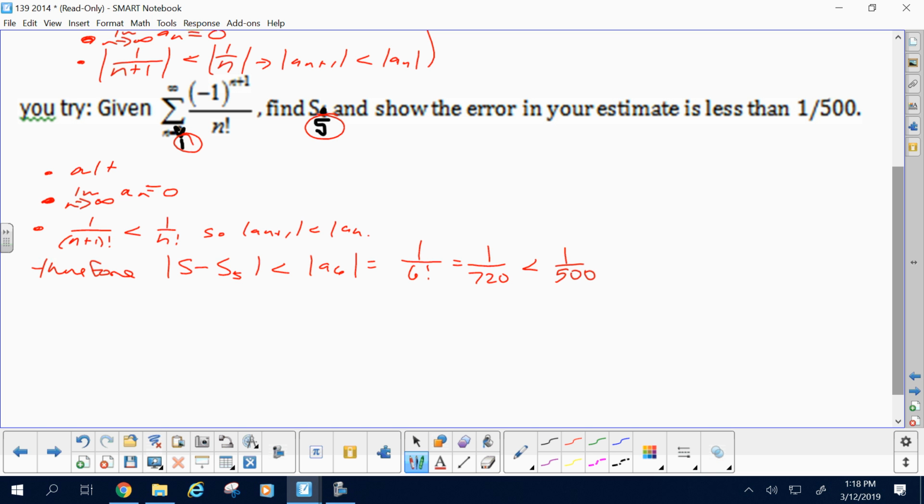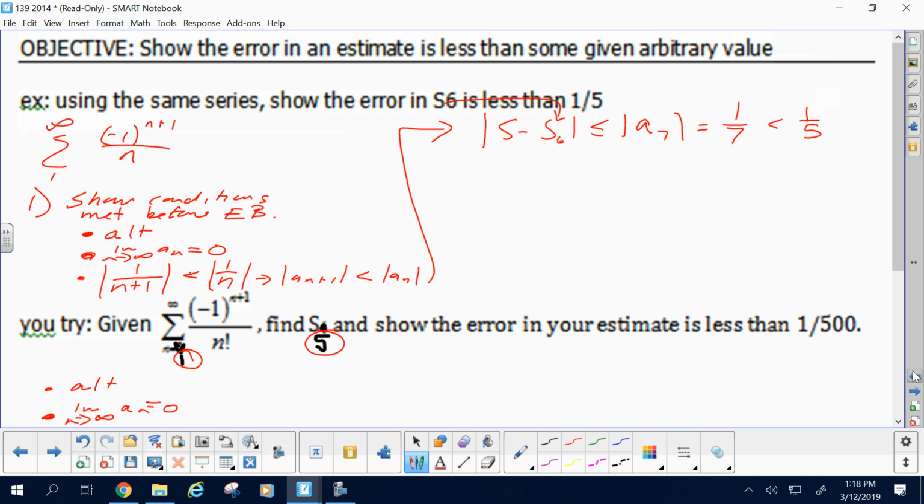Did that go okay? Questions? Okay, I didn't have to find S5 there. Good question. It's not often that the textbooks say, well, actually, once in a while they'll say, find an S5 estimate of the true sum and show that the error in your estimate is less than something. This question didn't ask you this, did it? Doesn't it find S5? Oh, it sure does. My bad, so I never did that. Did you find S5? No.